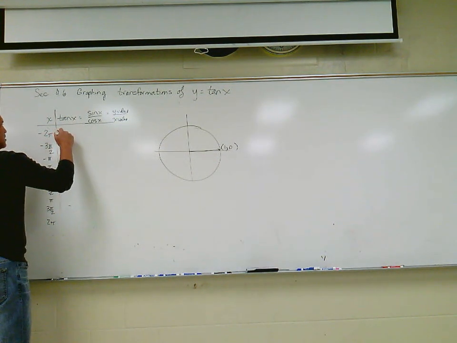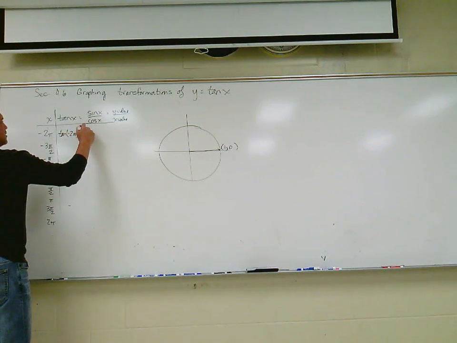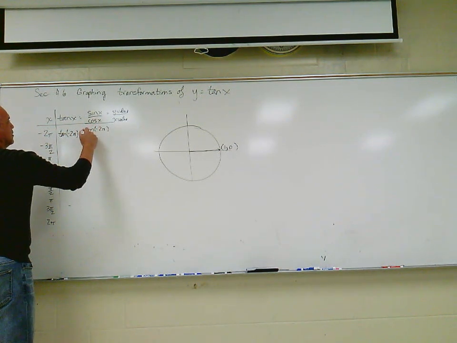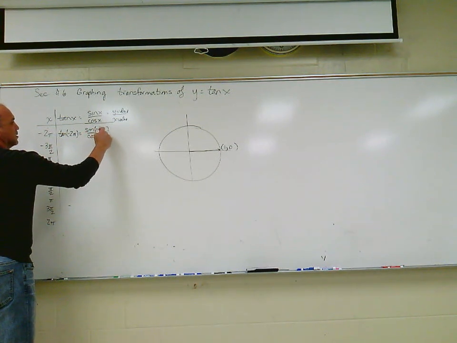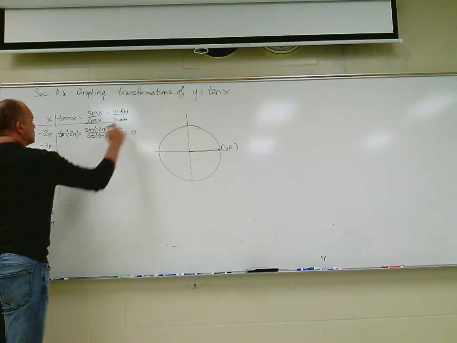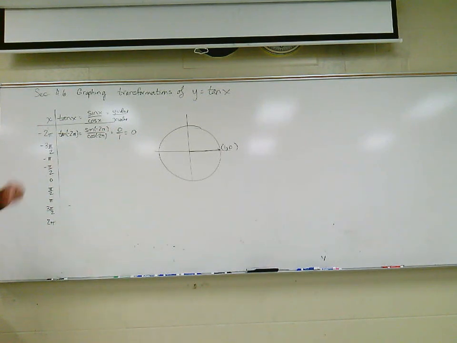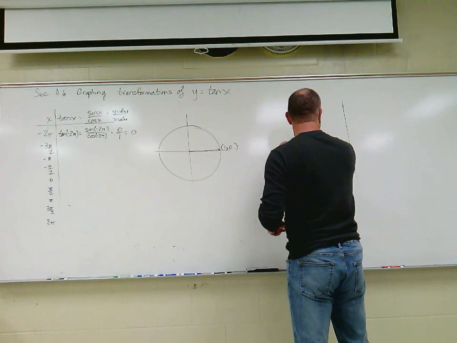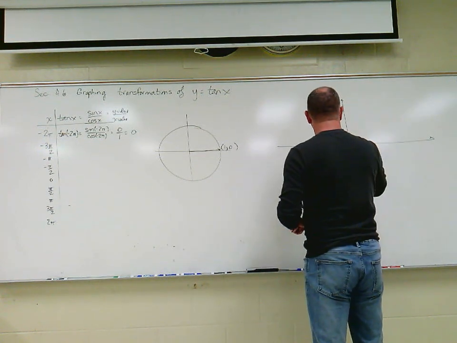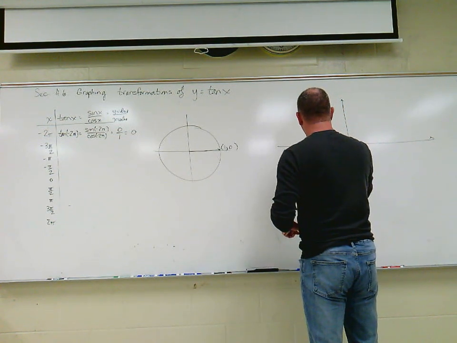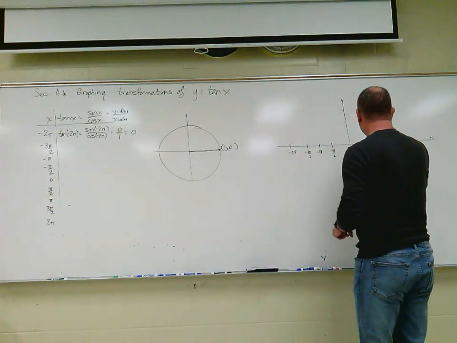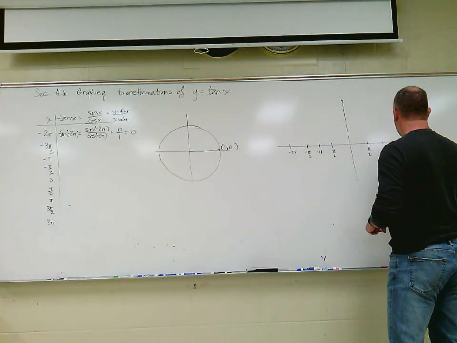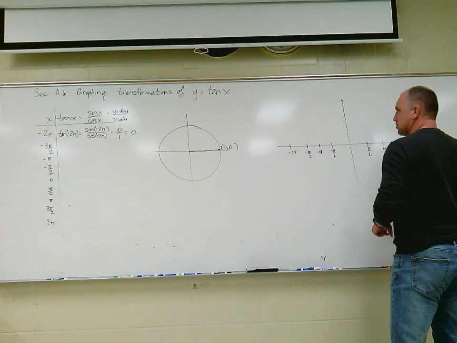So if we want to find the tangent of negative 2 pi, it's going to be the same as the sine of negative 2 pi over the cosine of negative 2 pi, which is going to be 0 divided by 1, which is 0. And then you're going to continue and go through and find all of those, and then we're going to plot these on the xy plane. So take a second and go through and do those. You're going to see pretty quickly that there's a pattern.